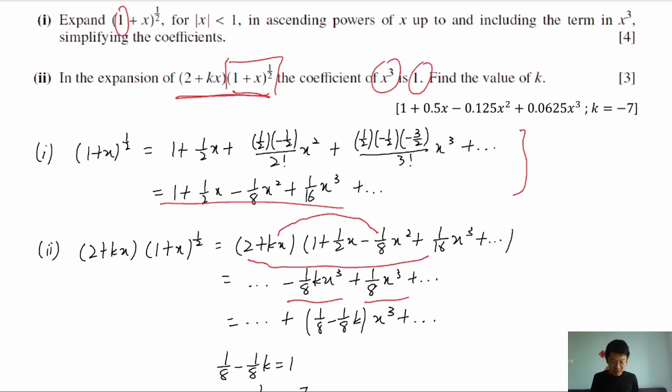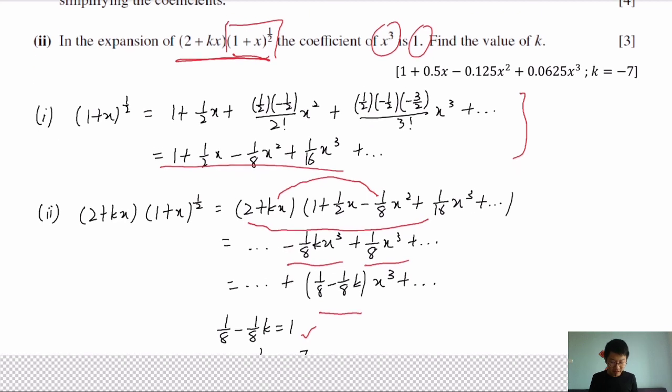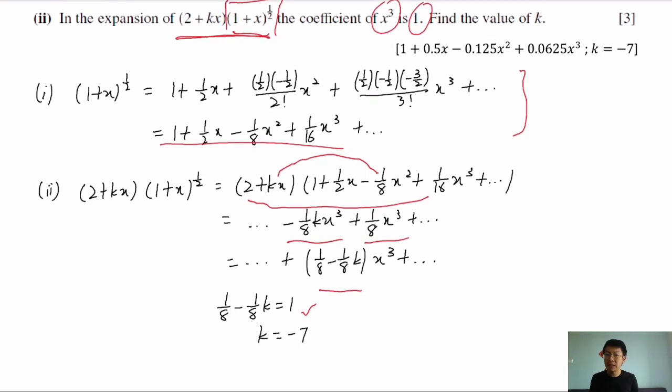So from there just tidy up the coefficient of the x cubed. Then we know that the coefficient of the x cubed here is equal to 1. So we just have to solve the value from there. Alright, so with that we have the value for the k is negative 7. So that will be our third question from there.